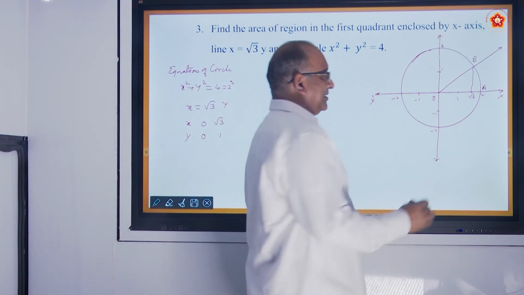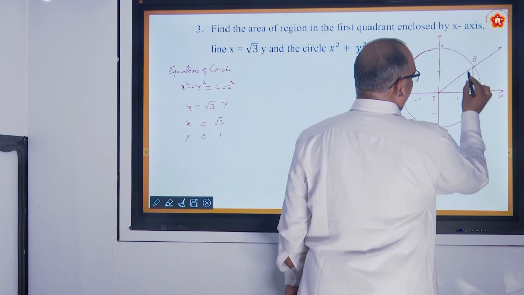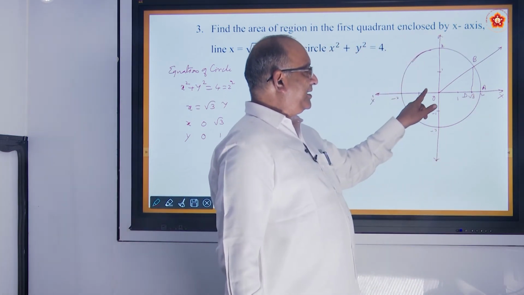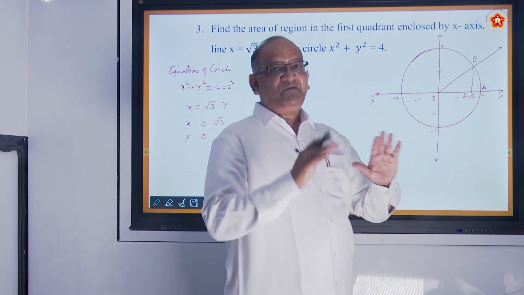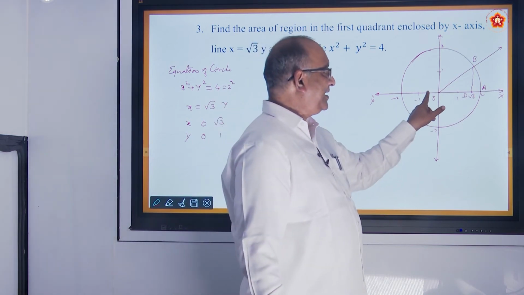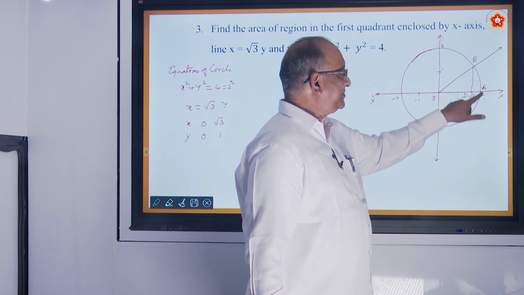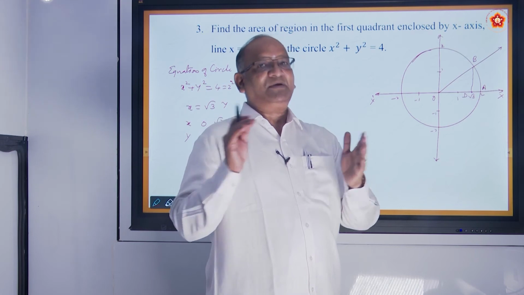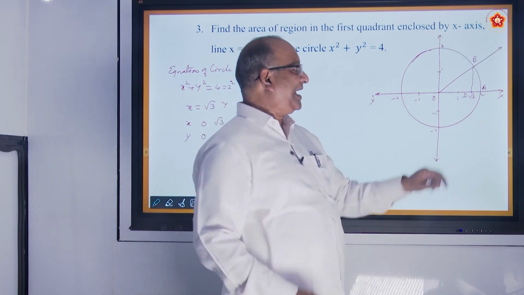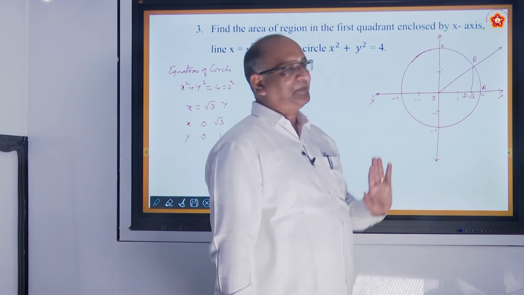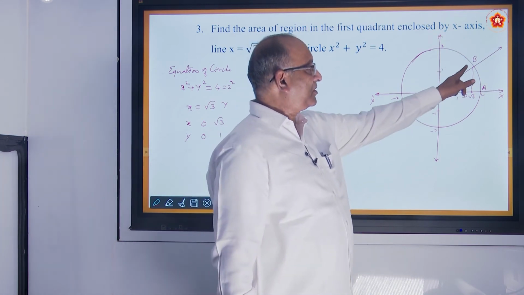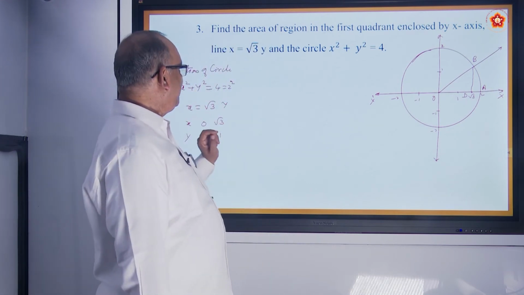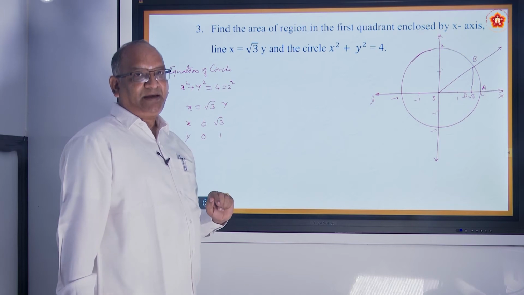So, let us say this point we are calling D. The area OAB is being divided into two parts. One is a triangle ODB, another is the small part BDA. Both you have to calculate separately. In fact, calculating the area of this triangle is very, very simple. What are the coordinates of B, where the line and circle are meeting each other? That is very important.